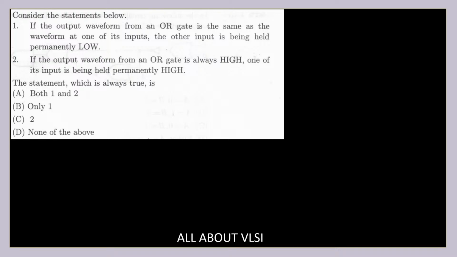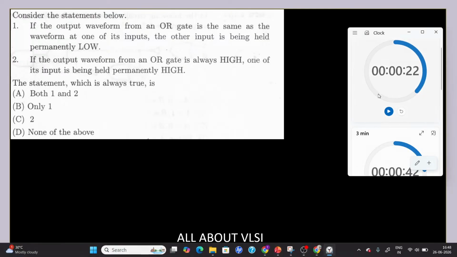Yes. So consider the statements below. One, if the output waveform from an OR gate is the same as the waveform at one of the inputs, the other input is being held permanently low. Two, if the output waveform from an OR gate is always high, one of the inputs is being held permanently high. The statements which are always true are: both 1 and 2, only 1, only 2, none of the above. So take 2 minutes of time, solve it, and let's discuss the solution.